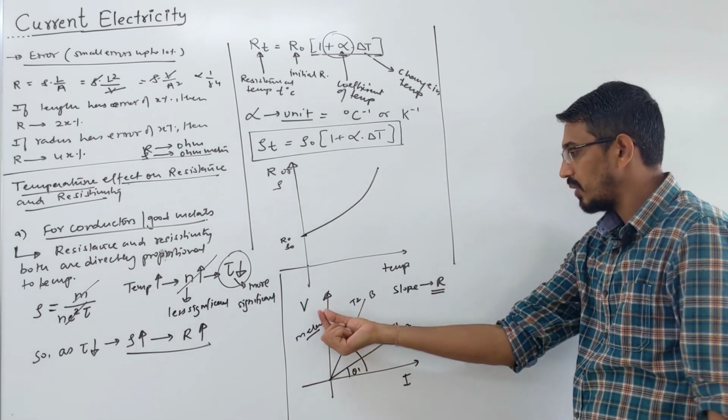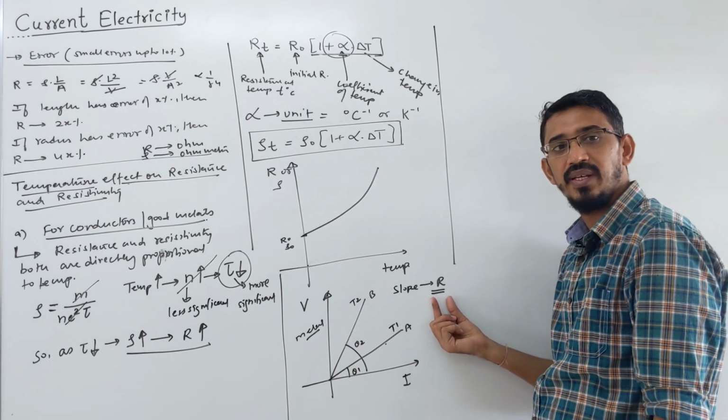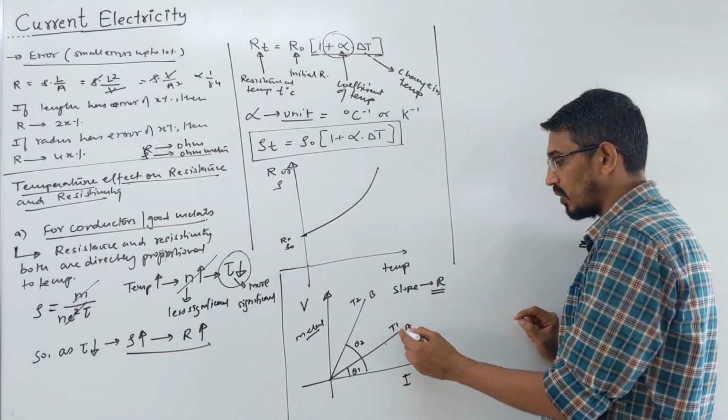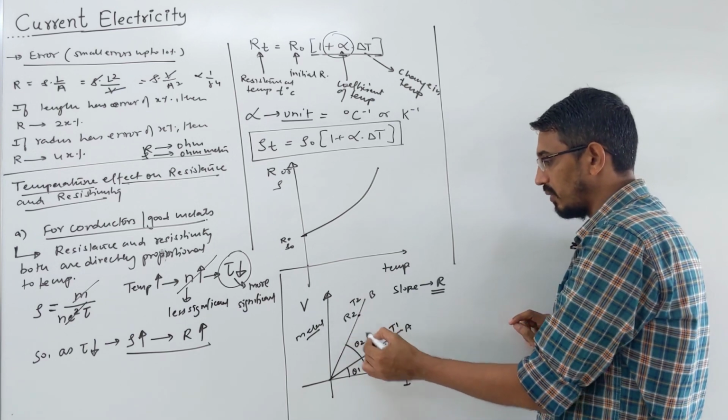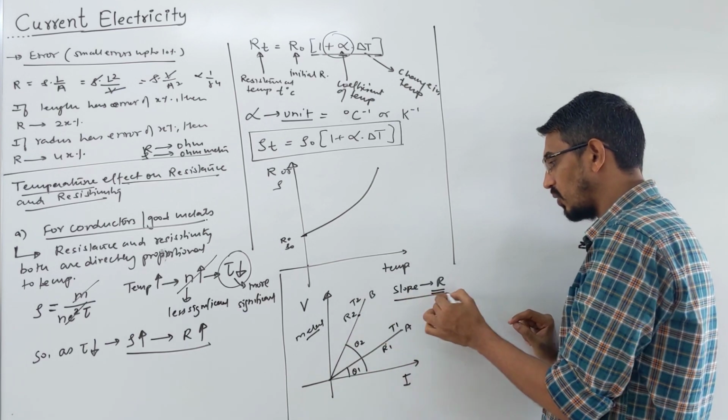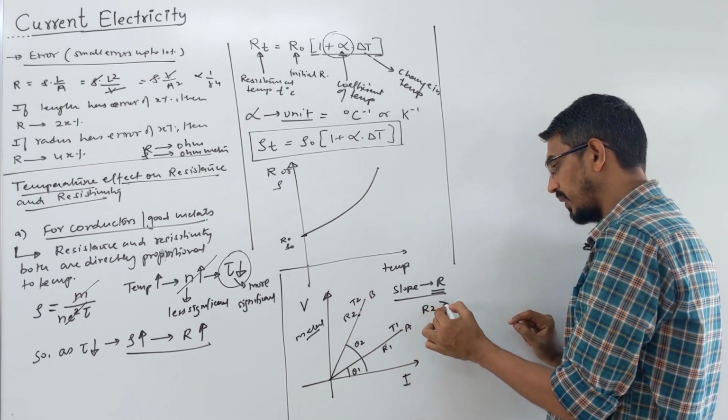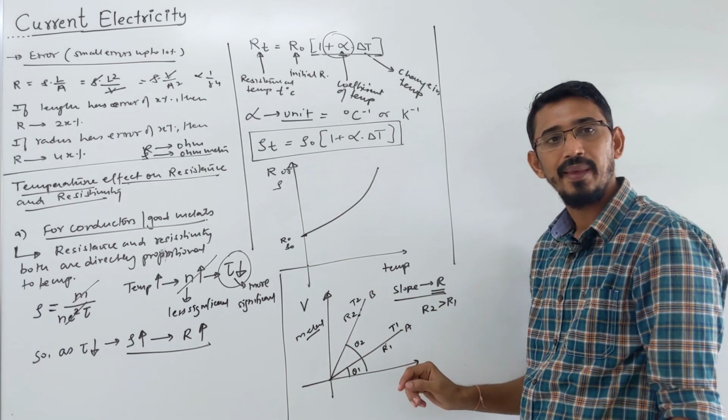Yes. Slope of this curve gives what? Resistance, correct? So first tell me who has more slope. Obviously this graph has more slope. Let's call the resistance R2, and this one R1. So obviously this curve has more slope, meaning R2 is bigger than R1. Correct?